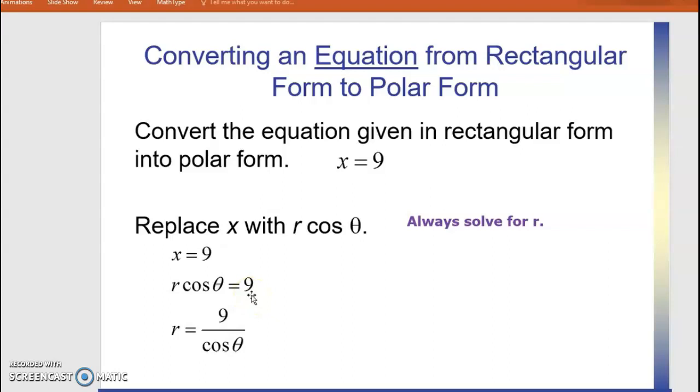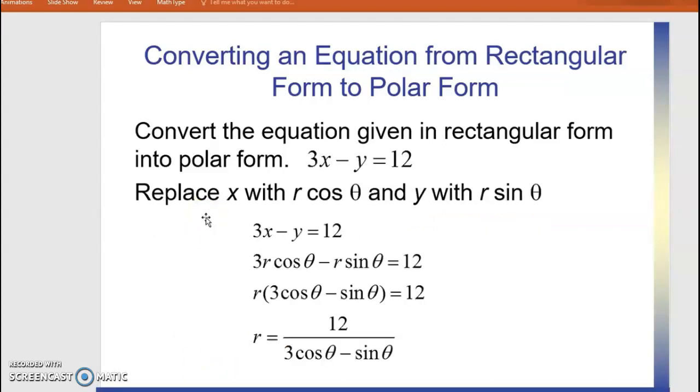The equation is in polar form, but the problem is not complete because we must get it in the proper form, which means anytime an equation is in polar form, please remember to always solve for r. So solving this equation for r, we find that r equals 9 over cosine theta.